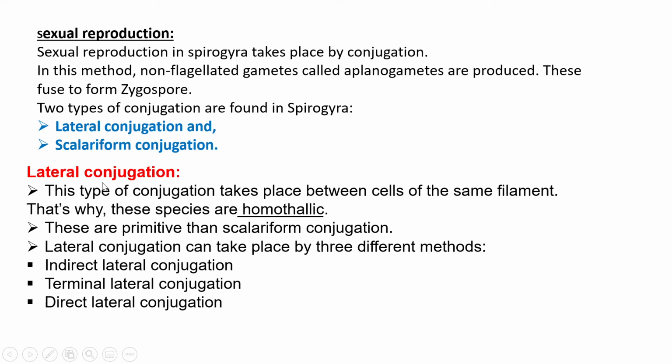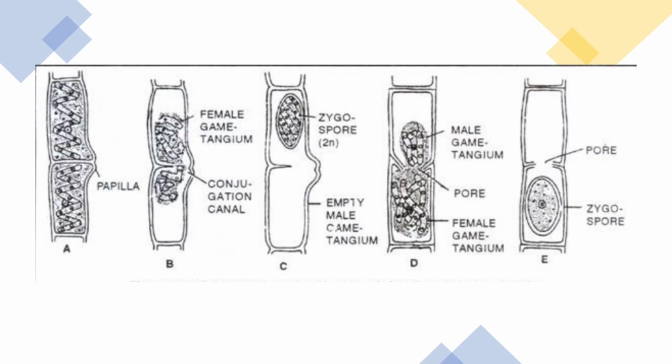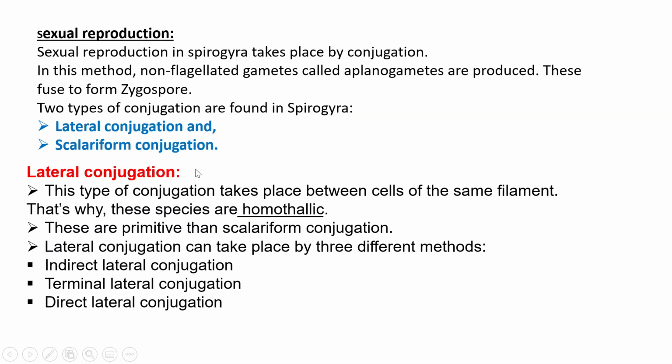The lateral type of conjugation takes place between cells of the same filament, so these are known as homothallic. This is very important. Here we can see it is the same filament. So it is homothallic. These are more primitive than scalariform conjugation. Lateral conjugation can take place by three different methods: indirect lateral conjugation, terminal lateral conjugation, and direct lateral conjugation.